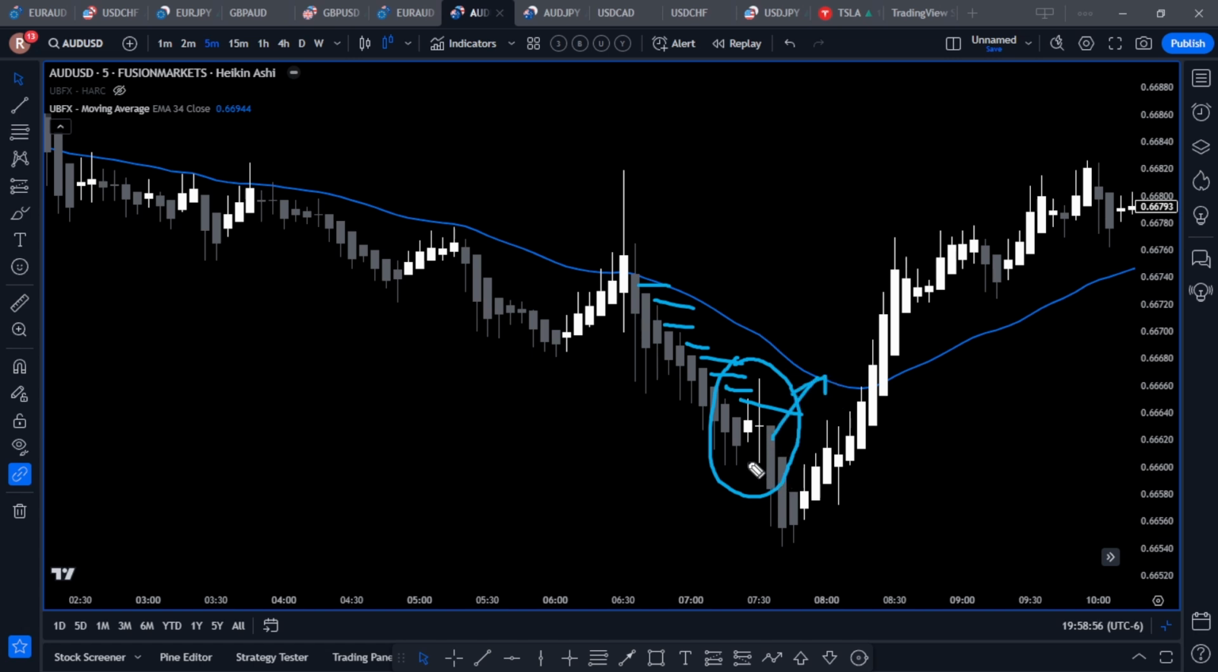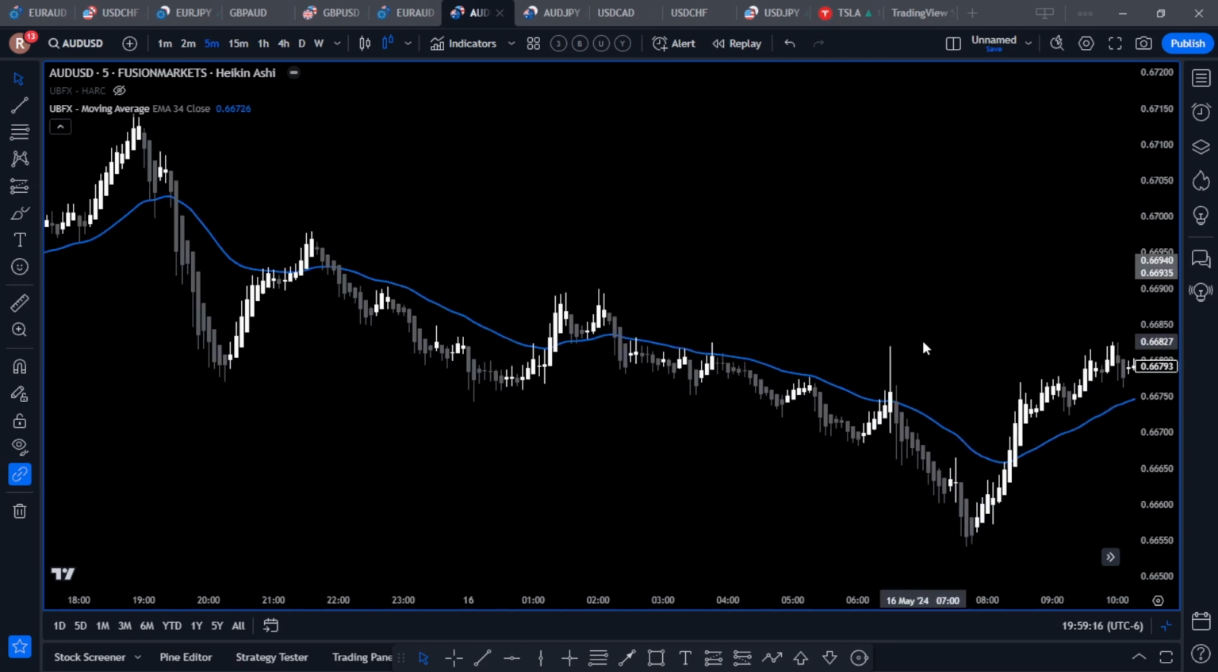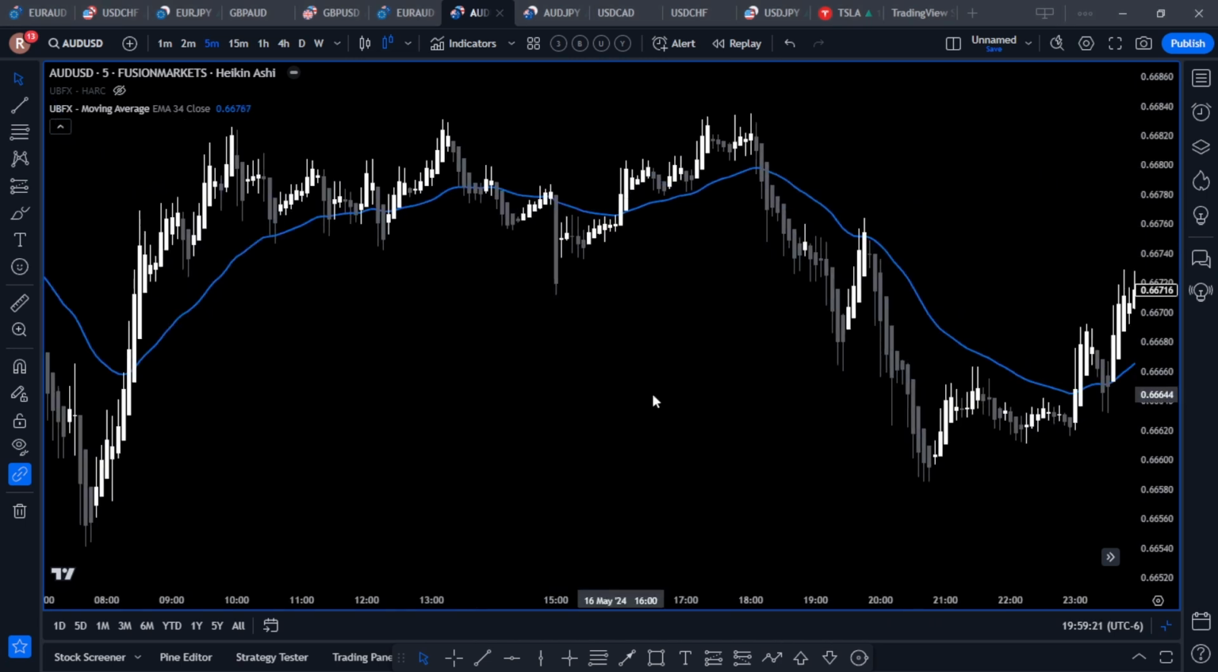Now, the market does psych us out a little bit. It bounces down before it moves up. But getting out of the trade at this area is perfectly fine. That makes for a really nice trade. So using these Heikin Ashi candles in this way can really improve our trading.